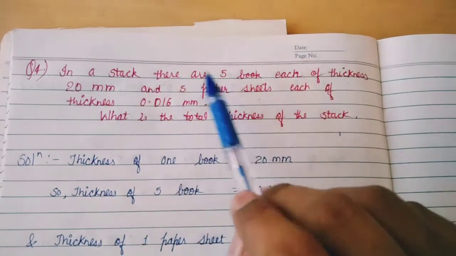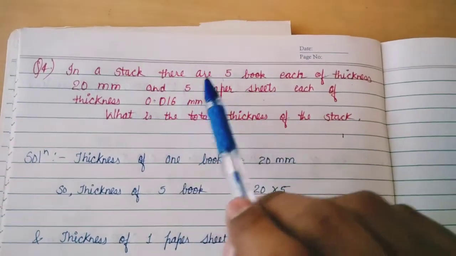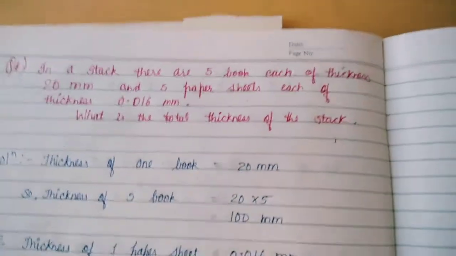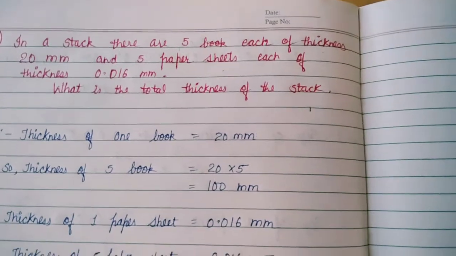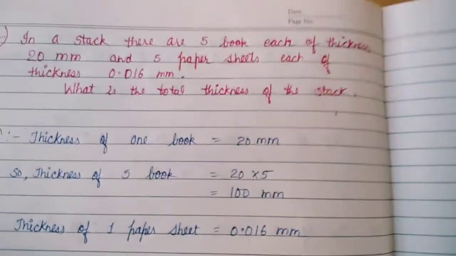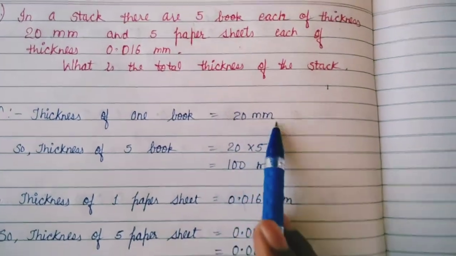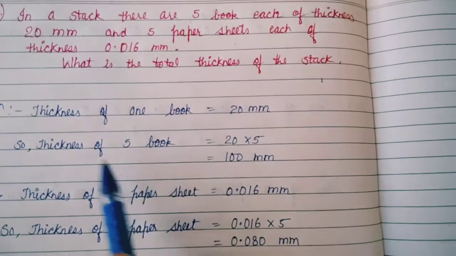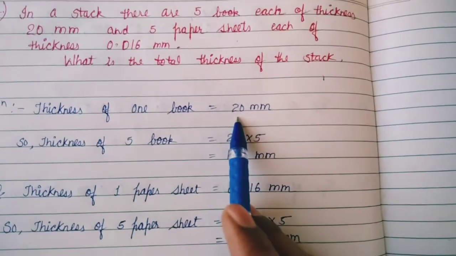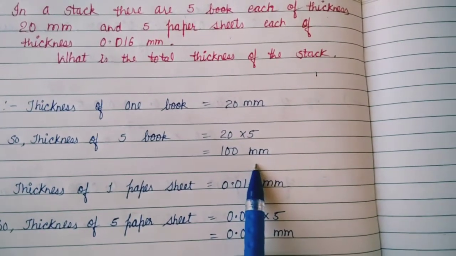In the stack there are 5 books and 5 paper sheets, and the question is giving the thickness of each book and each paper sheet. We have to simply find out the total thickness of the stack. So the solution is here: thickness of one book is 20 millimeter. For the thickness of 5 books, we will simply multiply 5 by the thickness of one book. So 20 into 5 is 100 millimeter.